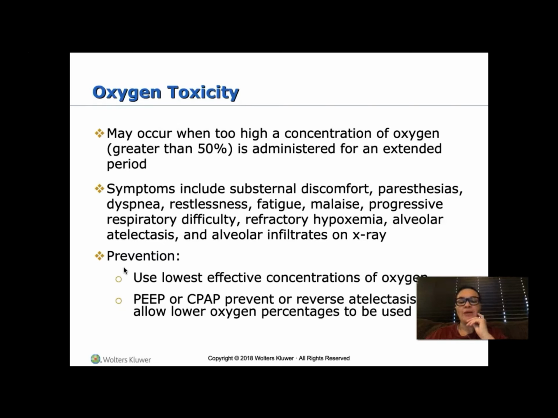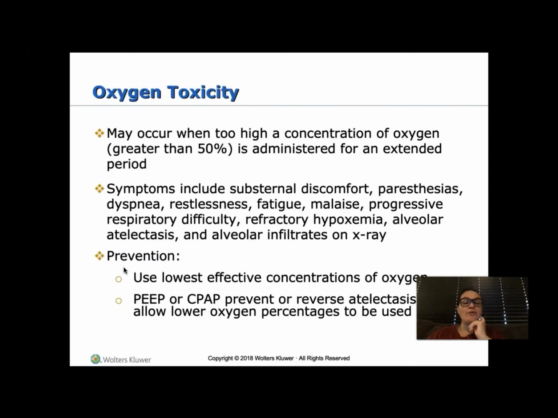All right, we have to make sure we're not giving too little, because that can cause tissue death and brain damage, and if we give too much, it can cause damage. Symptoms include substernal discomfort, paresthesia, dyspnea, restlessness, fatigue, malaise, progressive respiratory difficulty, refractory hypoxemia. So it's just not going in the right place. Atelectasis, okay, and infiltrates. Basically, what this means is your patient is just not acting right. Something's just not quite right.